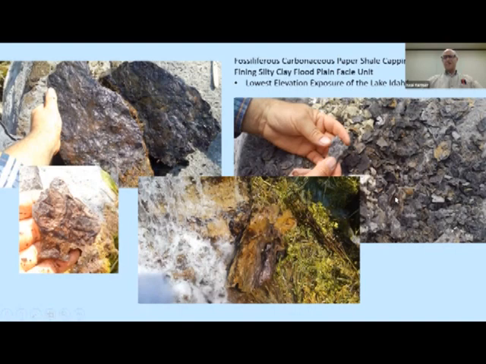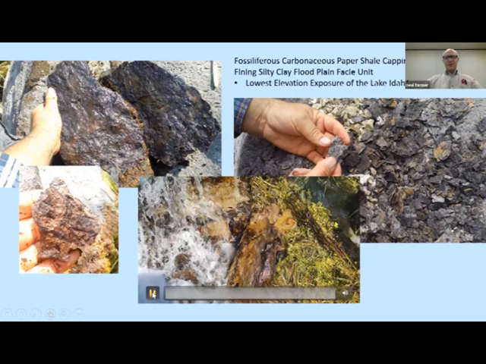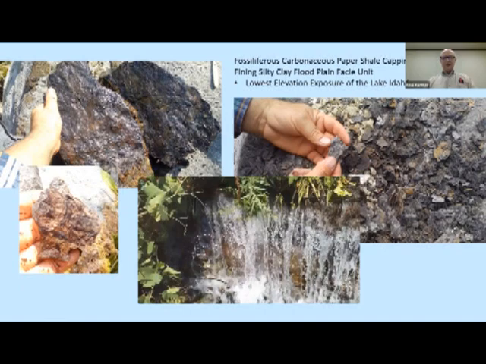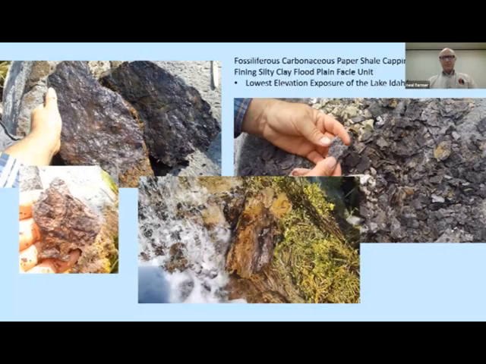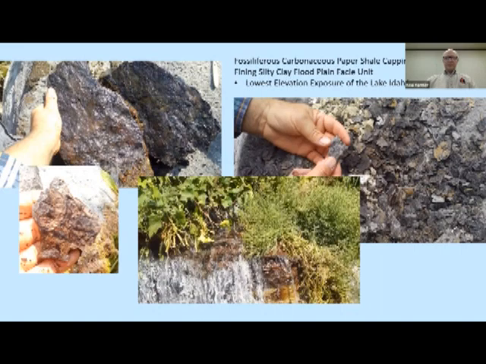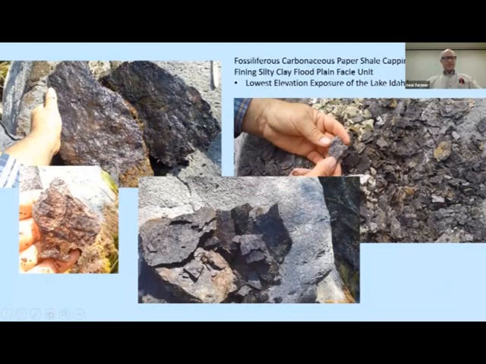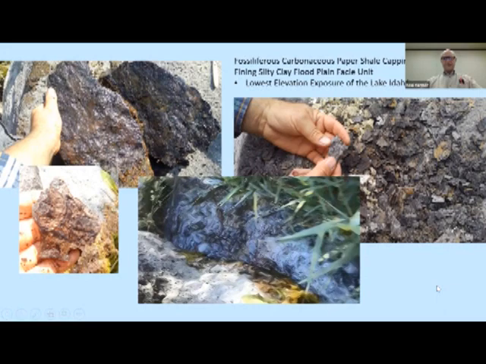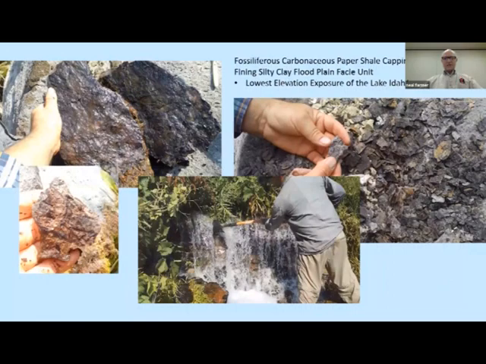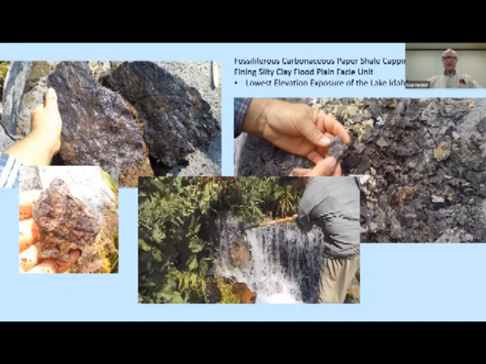When it dries up, it cleaves out in literally kind of paper layers, and that's why they call it a carbonaceous black paper shale capping, which typically caps upward-fining floodplain units with silty clays underlying them. No biggie, just a little video, water pouring out, and some of the sediments exposed here. And Dane's just trying to show some of this layering and sedimentology underneath the waterfall. No biggie.